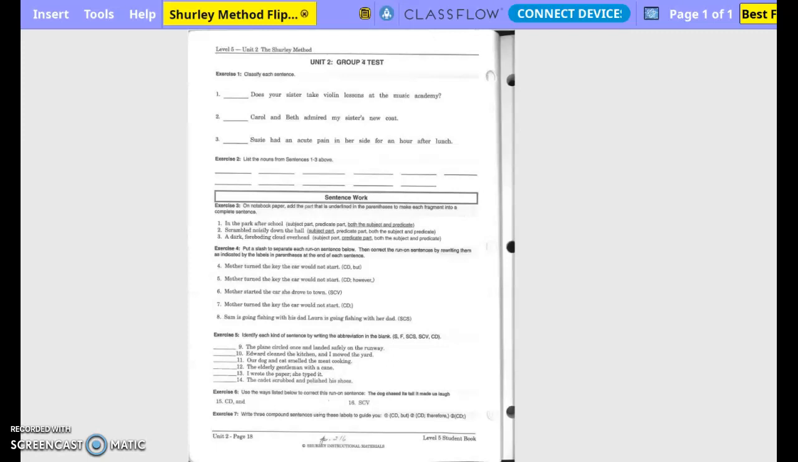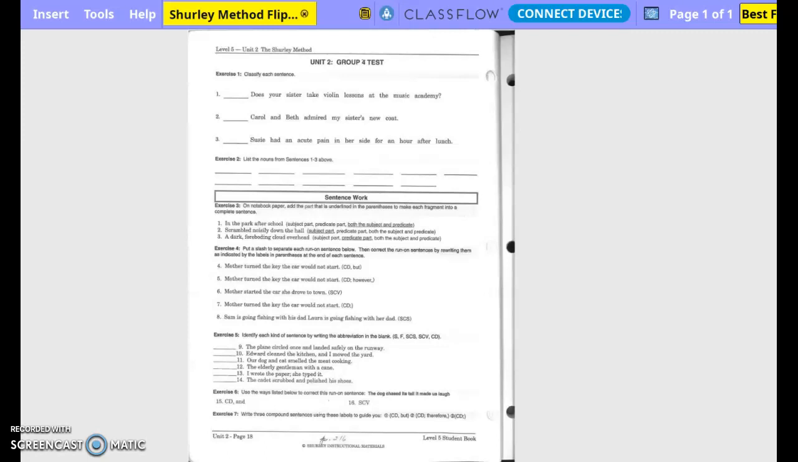Fifth grade Shurley method, page 18, part 1. Classify each sentence. So we're doing exercise 1 and 2 today. So, does your sister take violin lessons at the music academy? So, who takes violin lessons at the music academy?